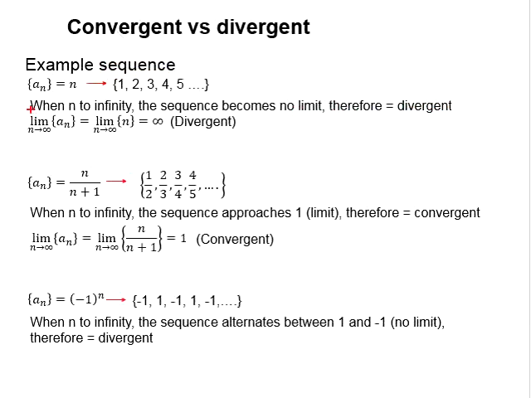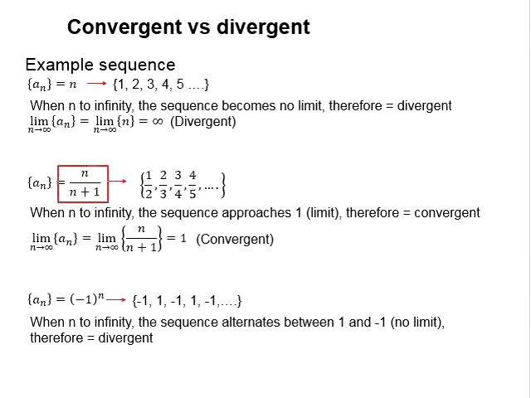If you express this in mathematical terms, you are talking about the limit of the sequence as n goes to infinity. It will give you this as you substitute n here, and it becomes infinity. This is a typical divergent sequence. Let us look at another example.